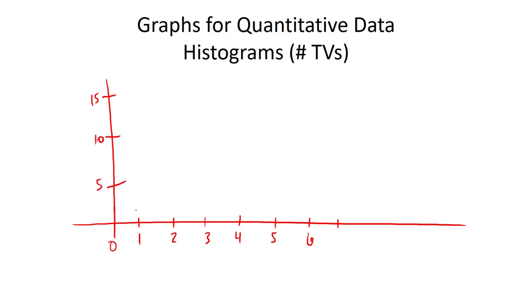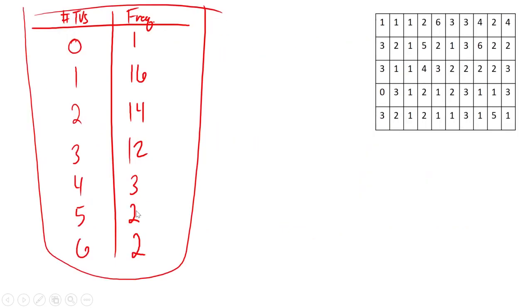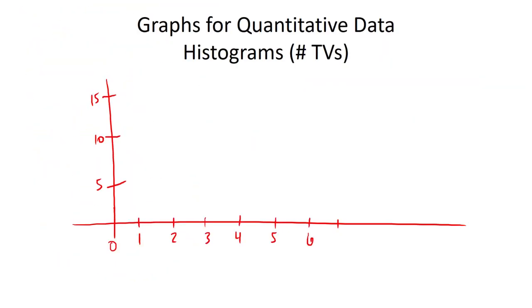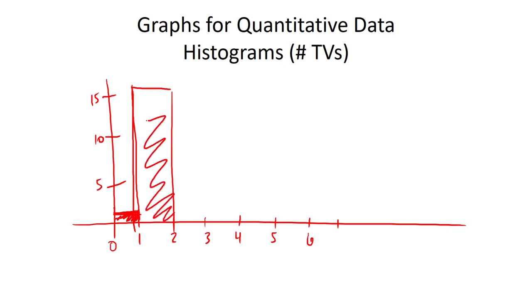All right. So for 0, how many people had 0 TVs? I don't remember. There was 1. Okay, so there was 1 person with 0 TVs, so they would get a bar there. And then the next bar, it jumped up to 16, didn't it? But the thing about a histogram is that the bars are going to touch. Okay, and so that one was up to 16.